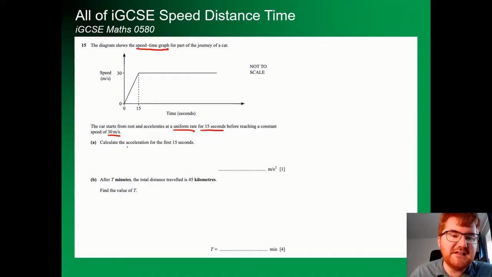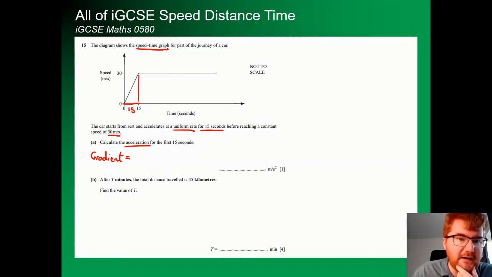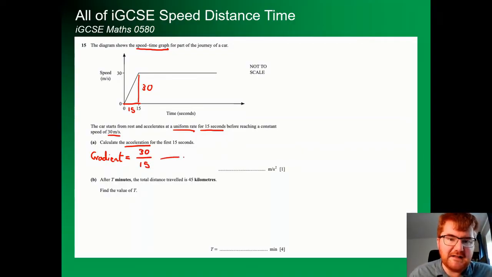Well, again, as soon as I see acceleration here, I'm thinking gradient of the first part of the graph, almost always a triangle. So we have here at 15 and we have here at 30. So all we need to do here is change in y over change in x. So we've got 30 divided by 15. And again, that's going to give us the answer of 2 meters per second squared.